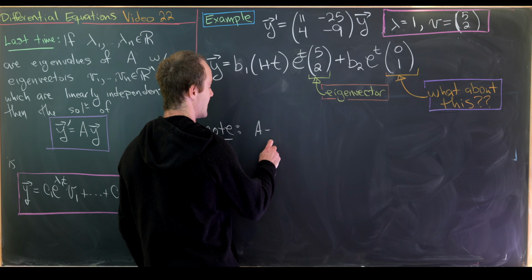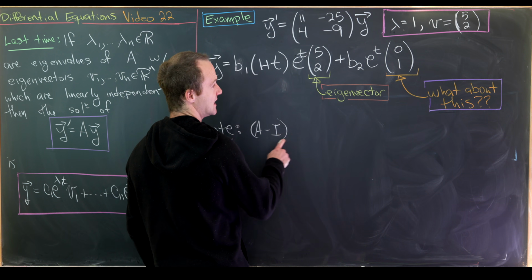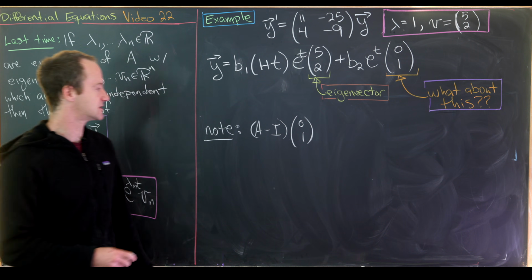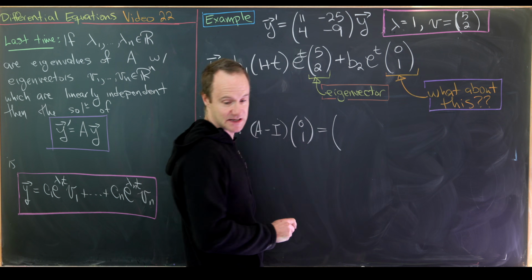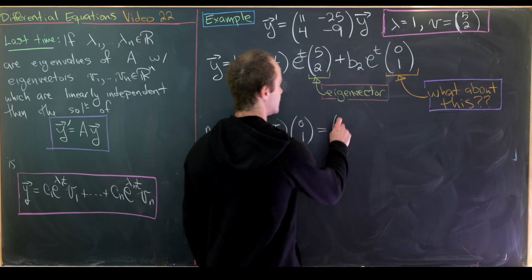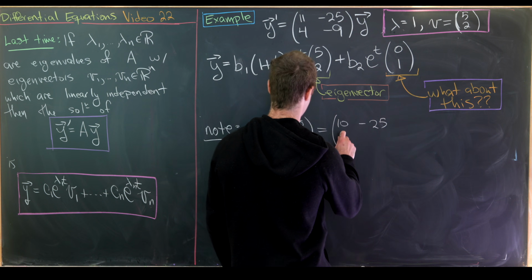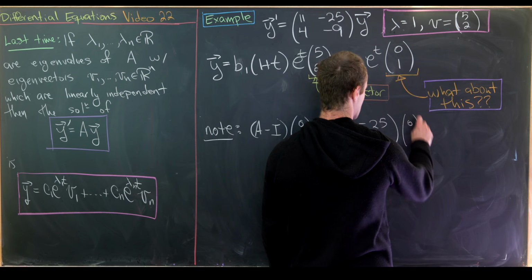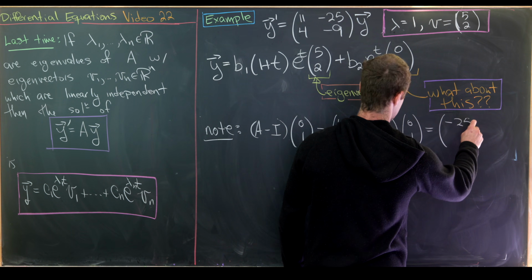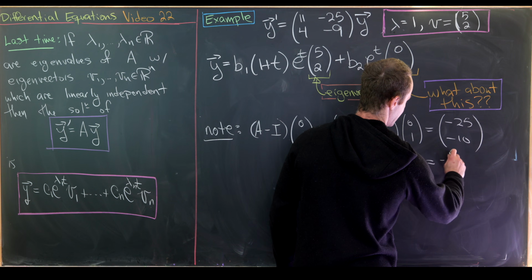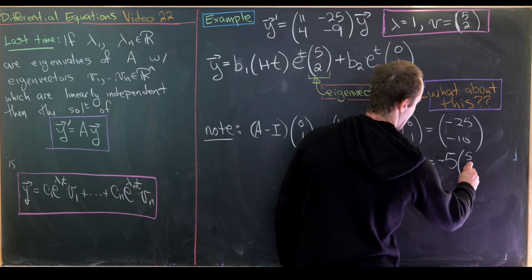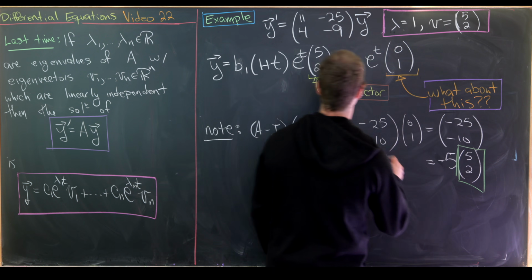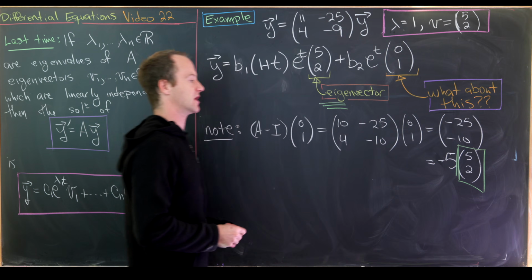If we take A minus the identity matrix and we multiply it into this vector (0, 1), something interesting happens. So A minus the identity matrix has the following form: (10, negative 25; 4, negative 10). And then, like I said, multiplying this into (0, 1) gives us the vector (negative 25, negative 10). If we factor a scalar multiple of negative 5 out, we get (5, 2). Let's notice that (5, 2) is a multiple of our eigenvector up here.